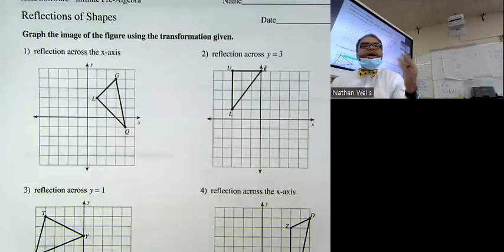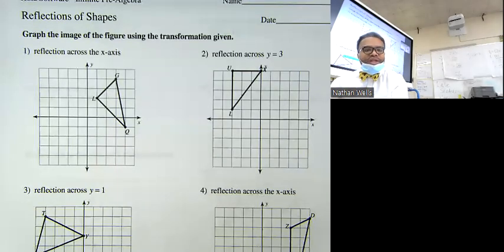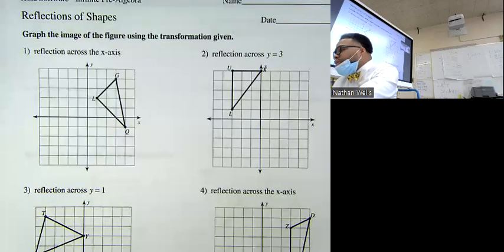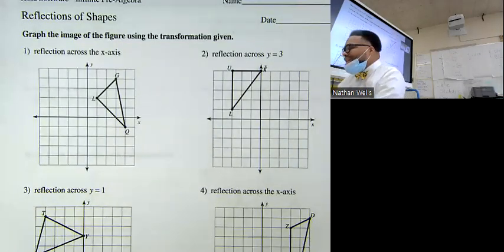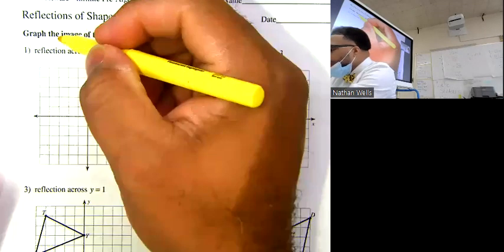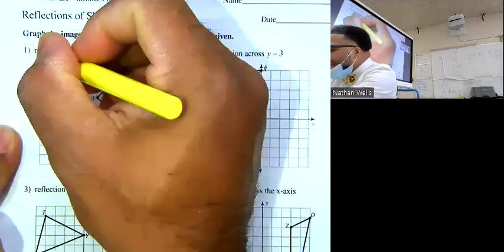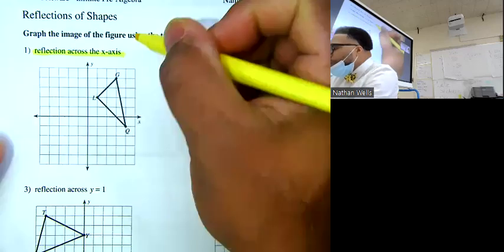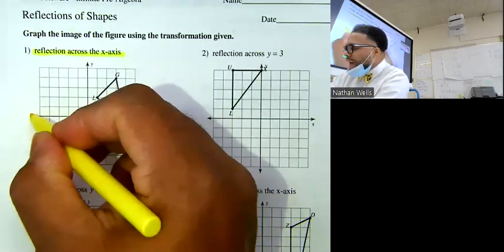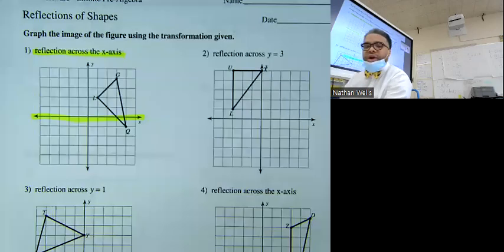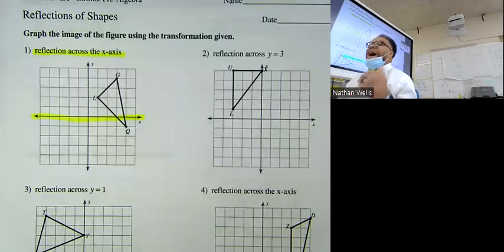Okay, so we want to talk about reflecting images or shapes on a coordinate plane. First thing I want you to do is always read the direction. It says reflection across the x-axis. First of all, highlight the x-axis or be aware of where the x-axis is. How you reflect across the x-axis.